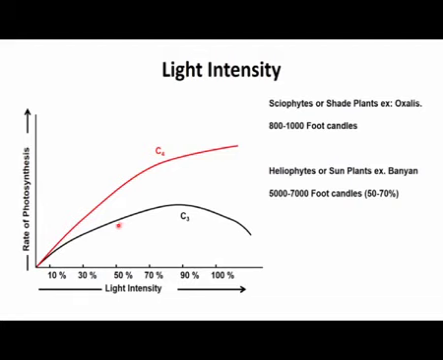As you can see in this one, for the C3 plant, once the light saturation point is reached, after that there is a decrease in photosynthesis. This effect is known as solarization.